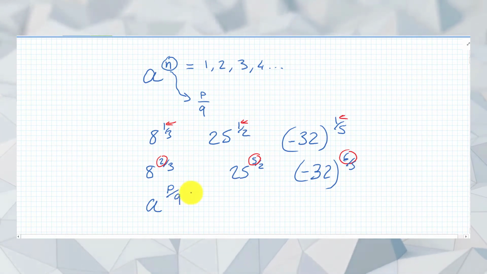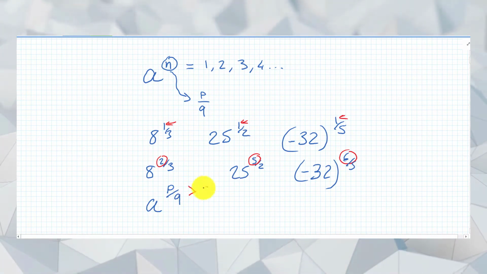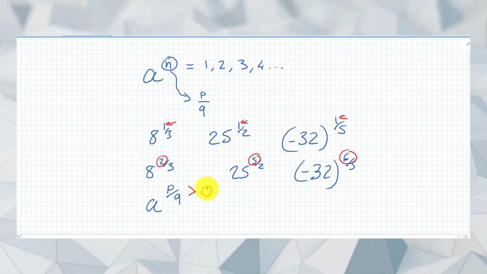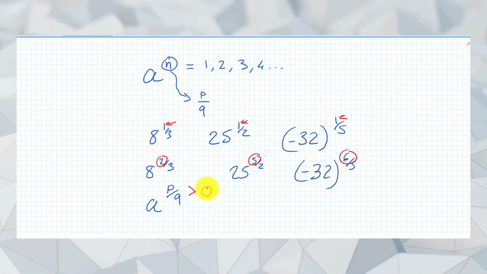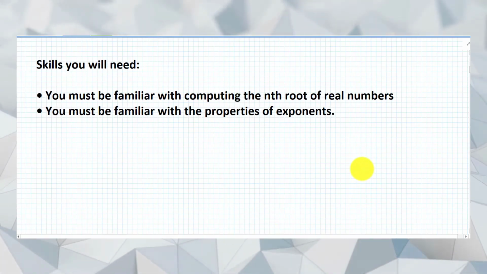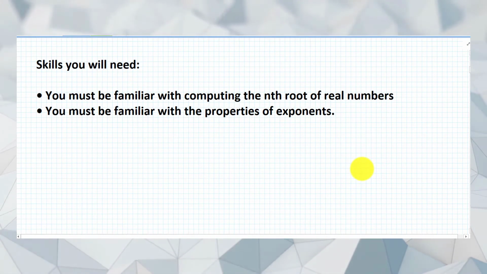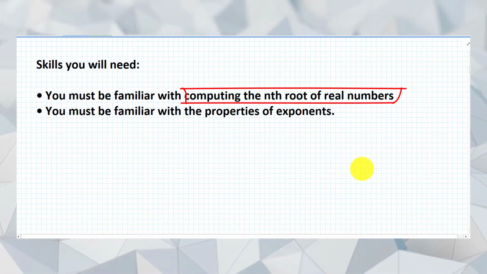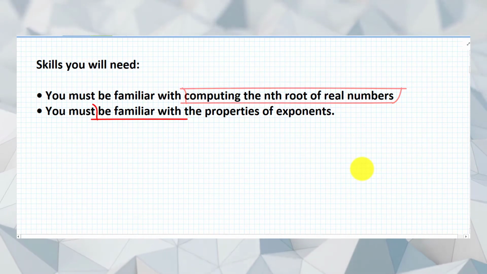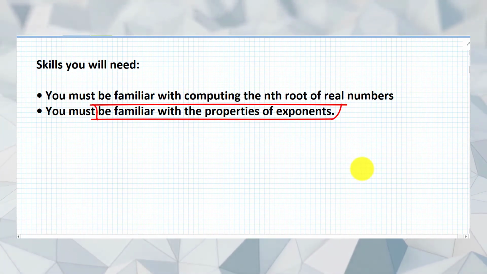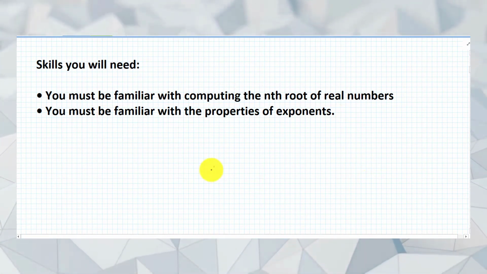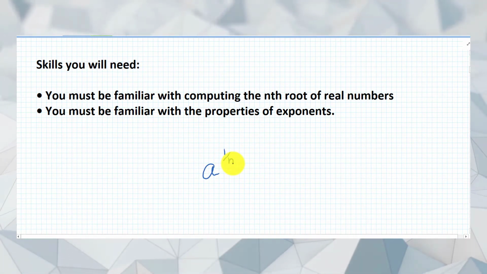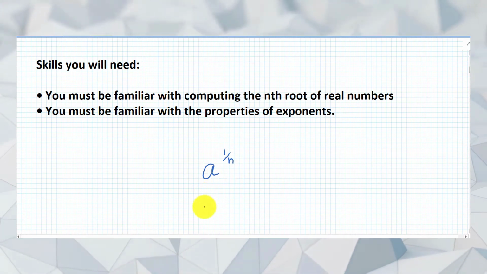Please make sure you understand that all our exponents will be positive. We will see in the next lesson what it means to have a negative exponent. In order to master the content of this lesson, you will need to be familiar with evaluating the nth root of a real number. That was the content of the previous lesson. You will also need to be familiar with the properties of exponents. So before we define the meaning of a to the 1 over n, let's understand the reason behind the definition.